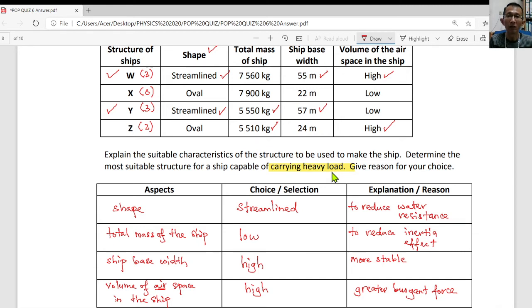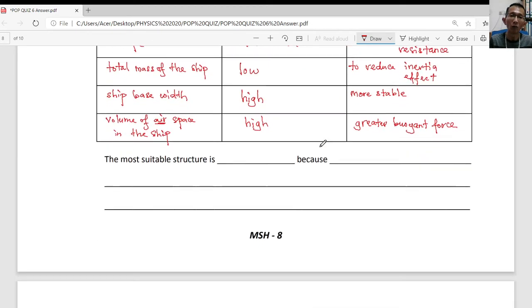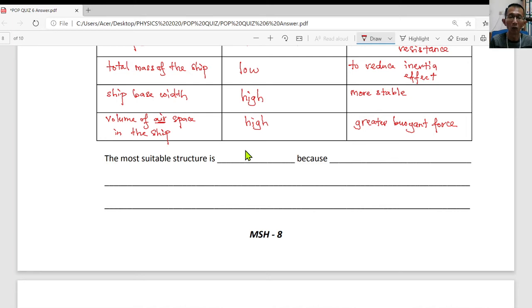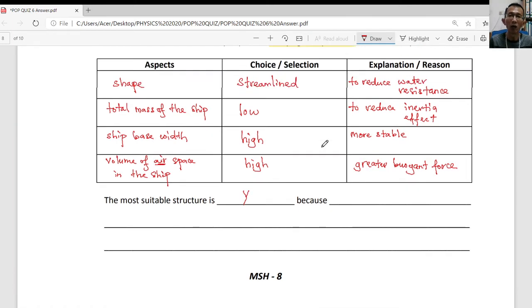Alright, so if that is the case, then I am going to choose Y, because the total mass of the ship is 5550, so I can put more load into this ship. Okay, follow? Alright, so the most suitable structure would be Y. Right, and why do we choose Y? We repeat our selections, which we combine with the aspect. So why do we choose Y?